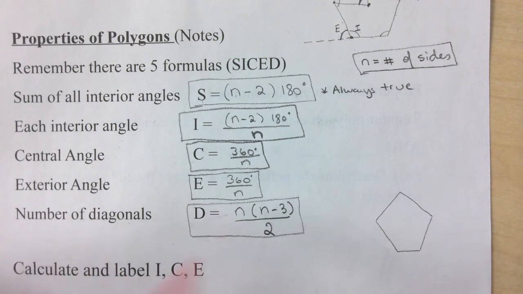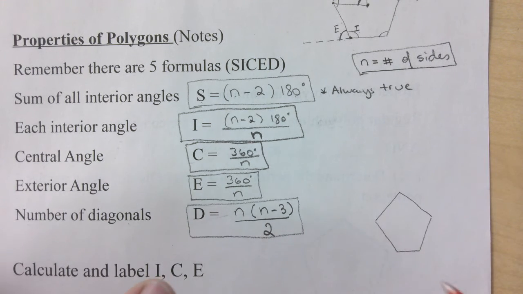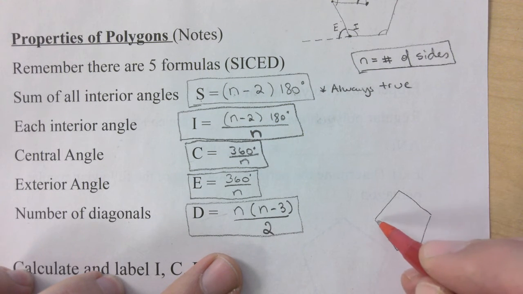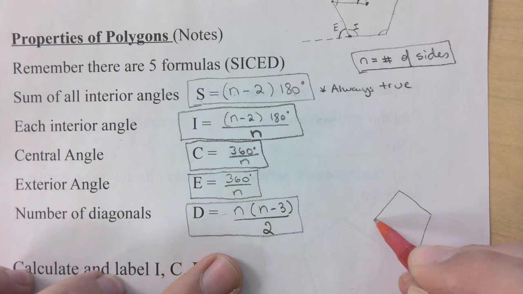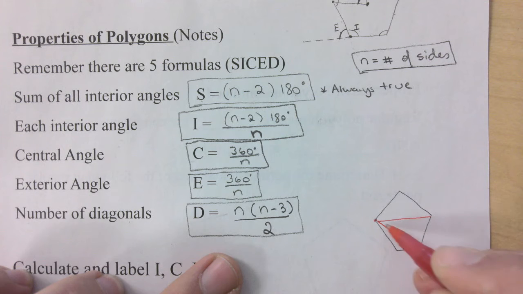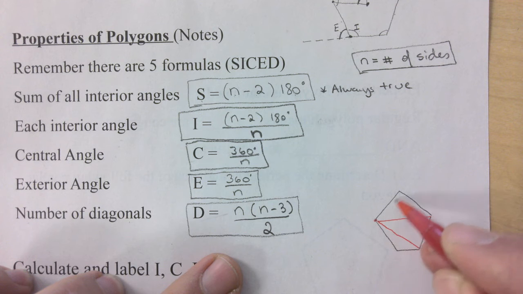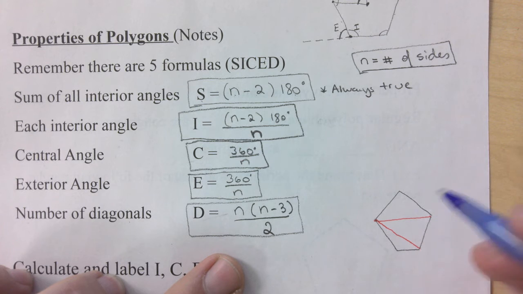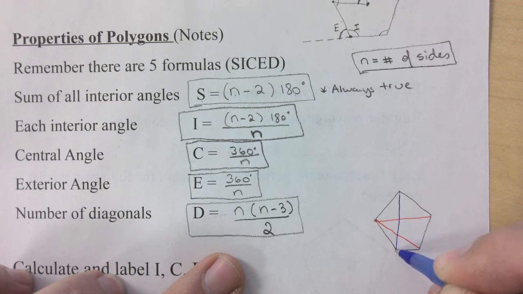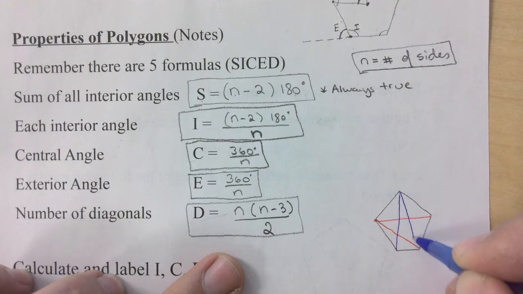Number of diagonals, this formula tells you how many diagonals are possible in this particular pentagon. So I'm going to use different colors. So red. So from here, I can go across. That's 1, 2, and that's it. This would not be considered a diagonal because it's the actual side. So from here to here, that's 1, 2. I'm going to use blue. I'm going to move over to this corner here. So that's 1, 2 that way.